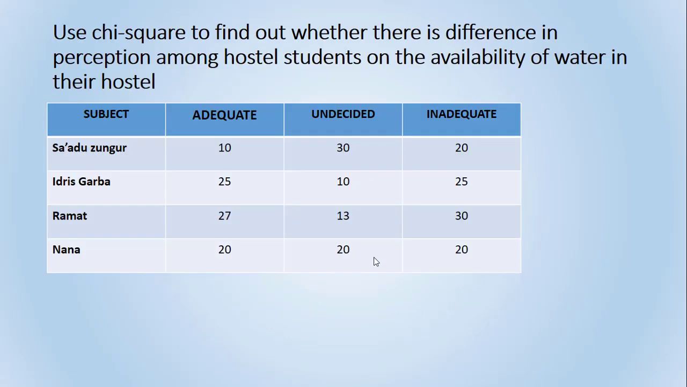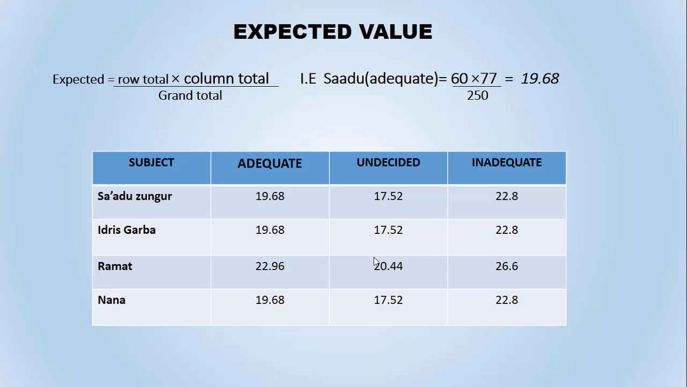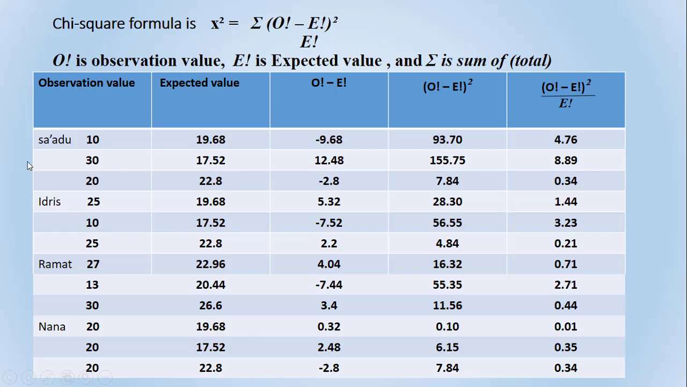Now we have our observed value and we also have our expected value, so we have to put all this inside a table. So now if you look at the next slide, I actually simplified it. I have observed value first, then I have expected value, then I have O minus E. O minus E means observed value minus expected value, and (O minus E) square means observed value minus the expected value square. Then (O minus E) square over E means observed value minus expected value square over expected value.